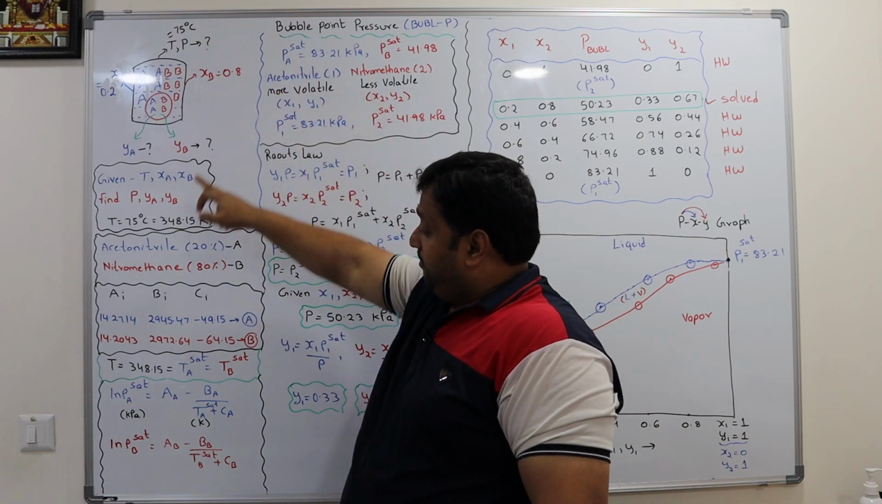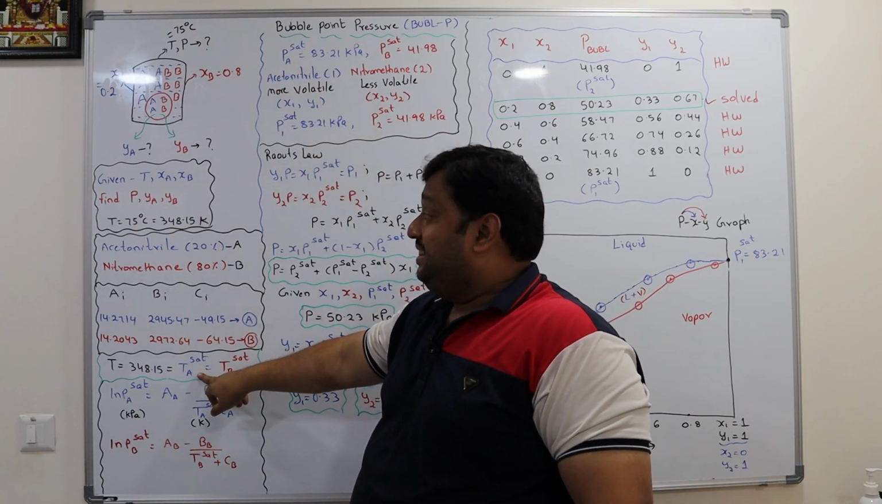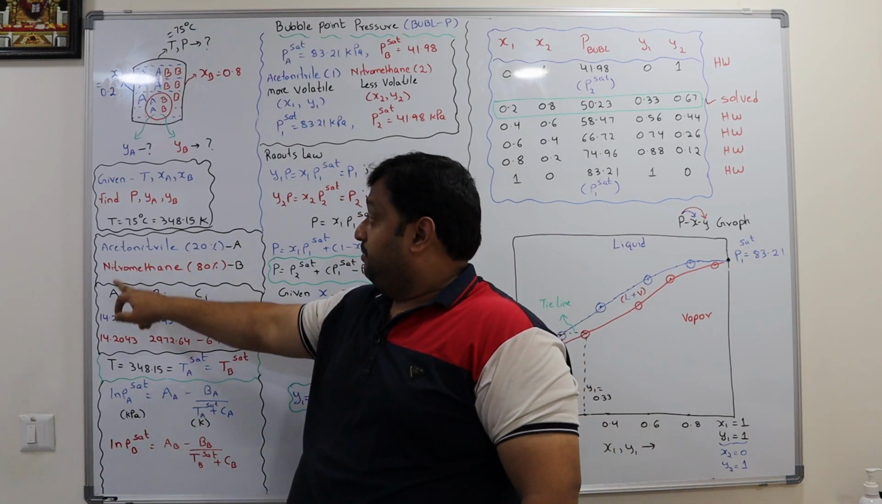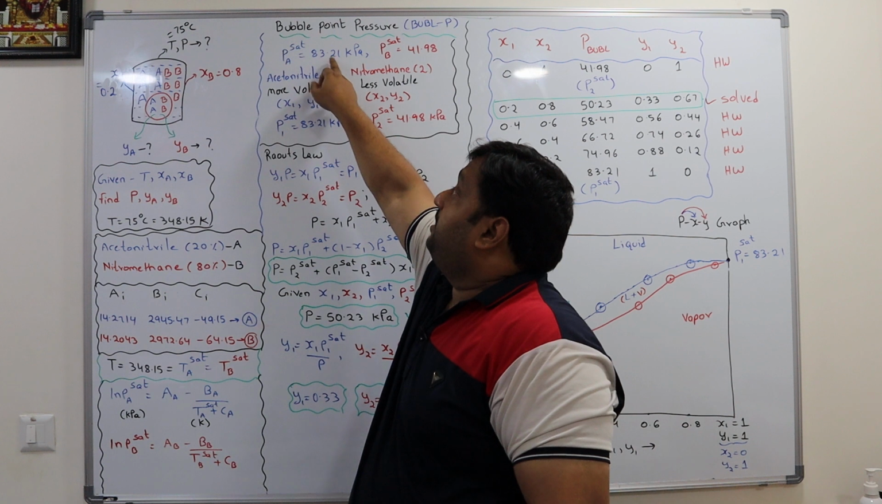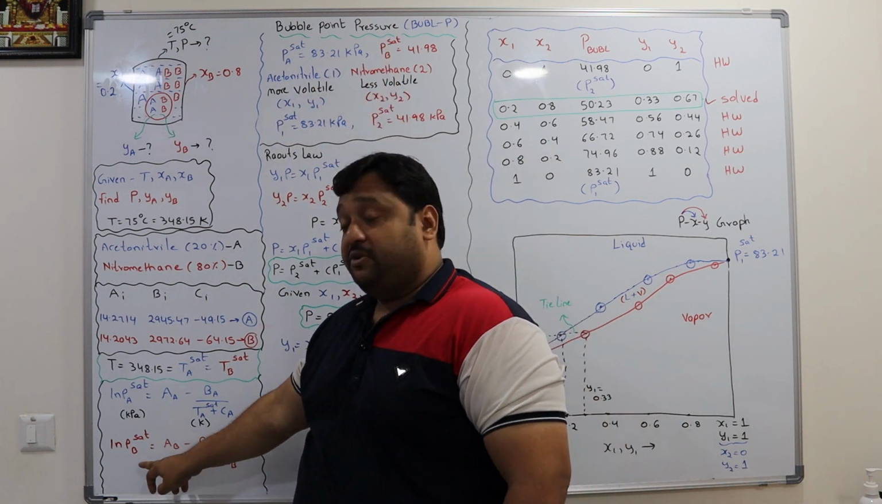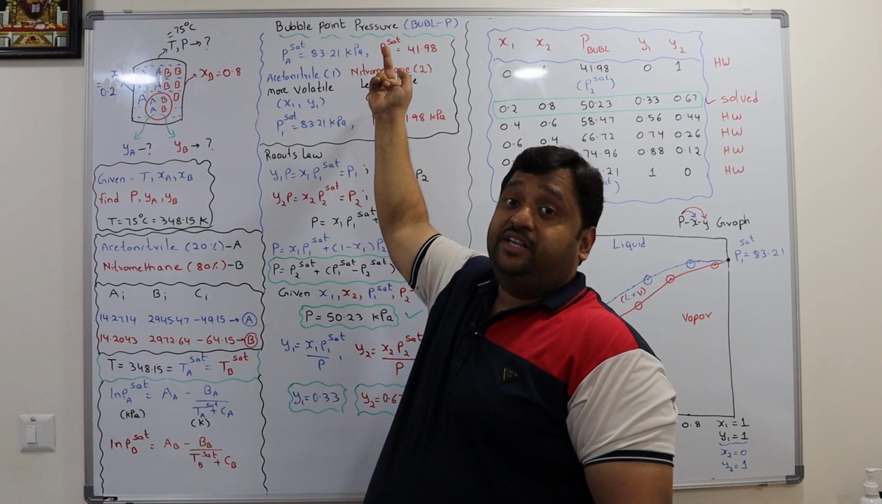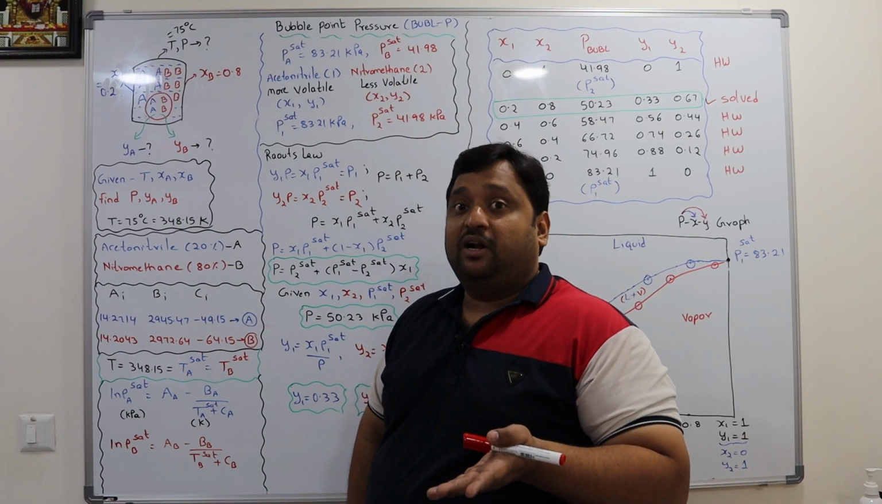So if you put the temperatures in the Antoine equations, the saturation pressure of A, that means acetonitrile, is 83.21. The saturation pressure of nitromethane, you get 41.98. Among these two, which one is highly volatile?